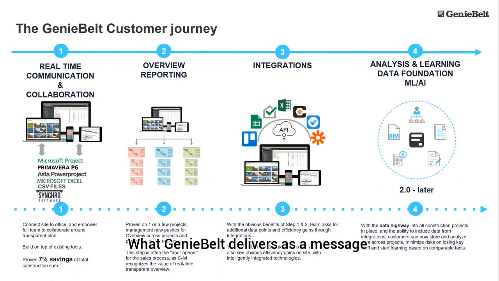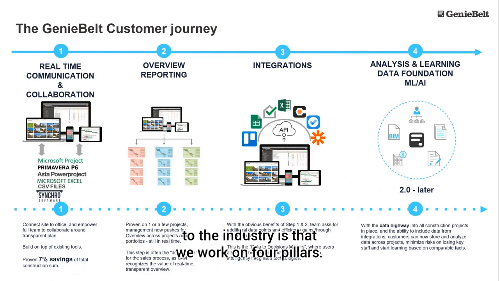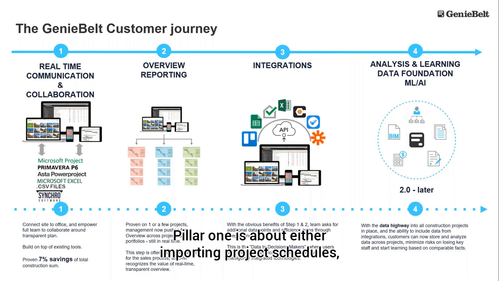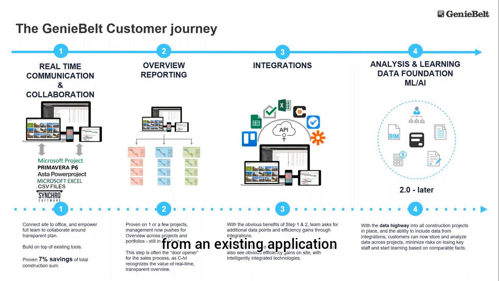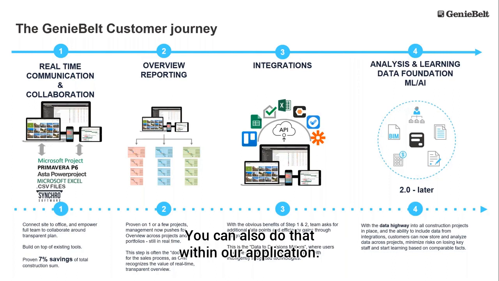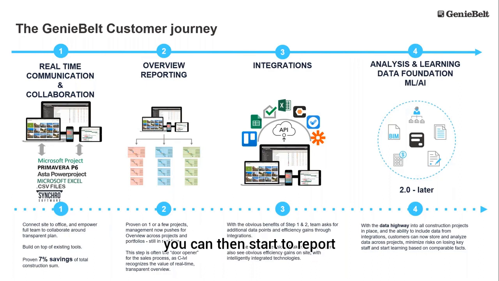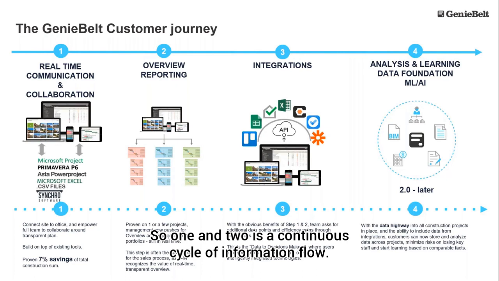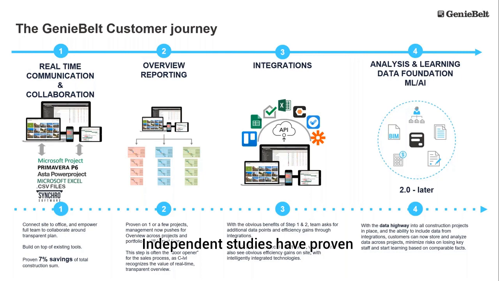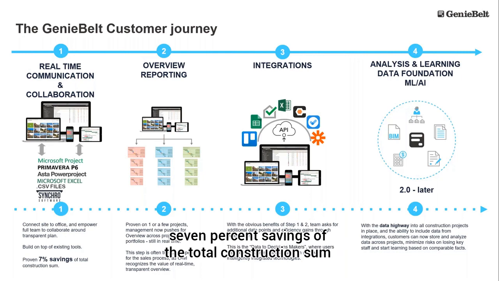So what GenieBelt focuses on and delivers as a message to the industry is that we work on 4 pillars. Pillars 1 and 2 are where you would start your journey with GenieBelt. Pillar 1 is about either importing project schedules from an existing application or creating something from scratch, because you can also do that within our application. But once you have a project within GenieBelt, you can then start to report, and that's to gather that information. So 1 and 2 is a continuous cycle of information flow. And there are already independent studies showing proven 7% savings of a total construction sum for organisations who are using GenieBelt as an application. So more details can be provided on that for you.